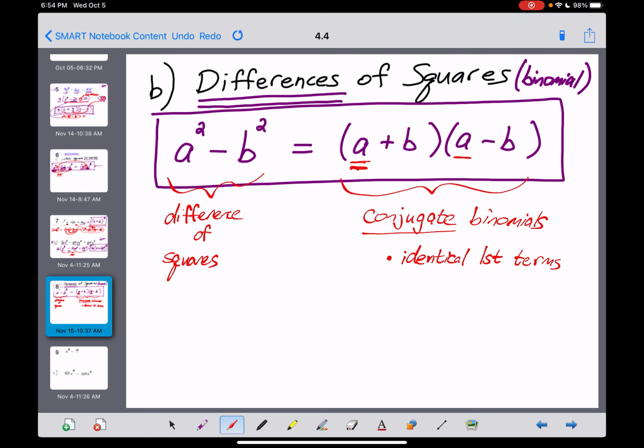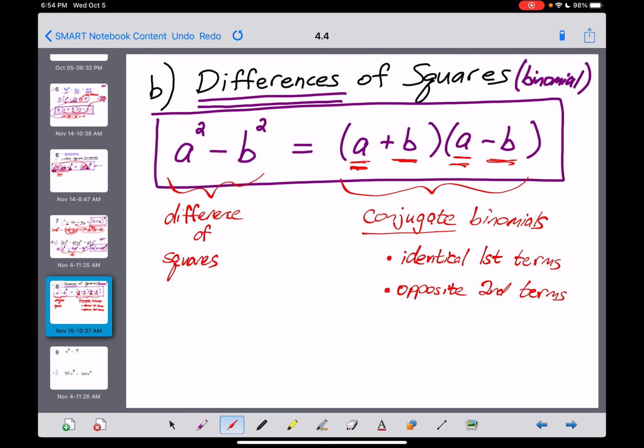Whatever this number is here, the exact same number is here. But then when you look at the second terms, this one is a plus b, this one is a minus b. Those are not identical. Those are opposite second terms. And that's what it means for two binomials to be conjugates of one another. Identical first terms, but opposite second terms.